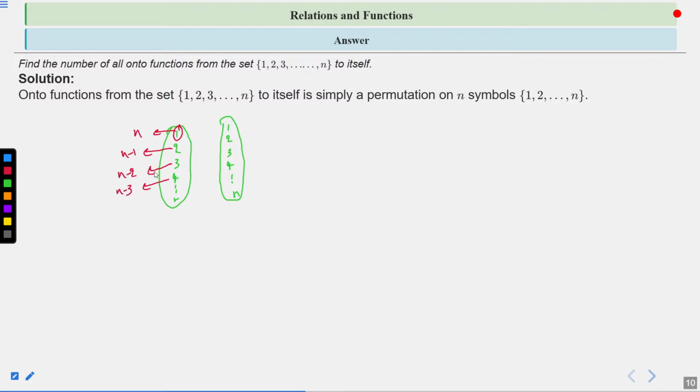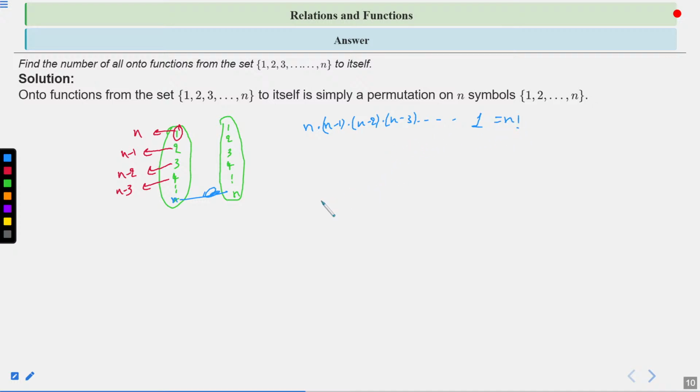So how many total options will there be? n options into n minus 1 options, into n minus 2 options, into n minus 3 options, till 1. For the last one there will be only one option, any one of the options. So 1 into 2 into 3 till n is equal to n factorial.